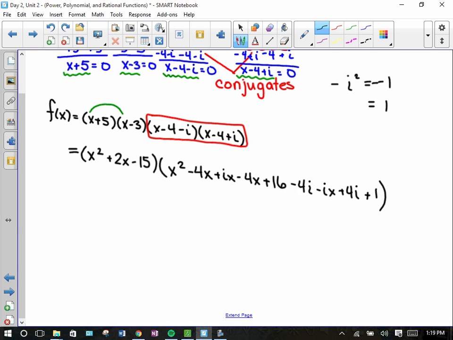So I'm left over with my x squared plus 2x minus 15 times x squared. Negative 4x and negative 4x is going to be minus 8x. 16 and 1 is going to be 17. And what I find is ix cancels out with minus ix. Minus 4i cancels out with positive 4i.